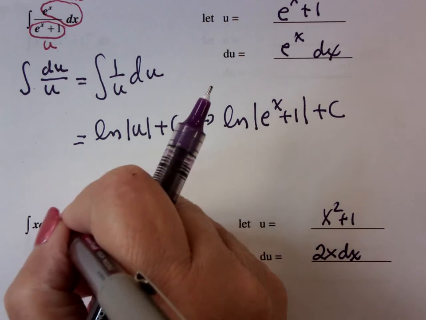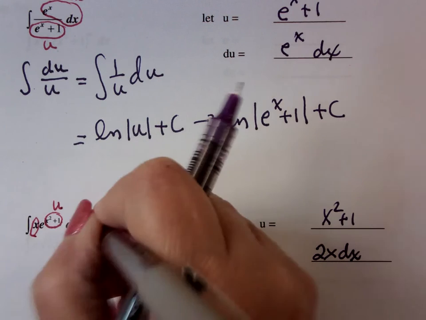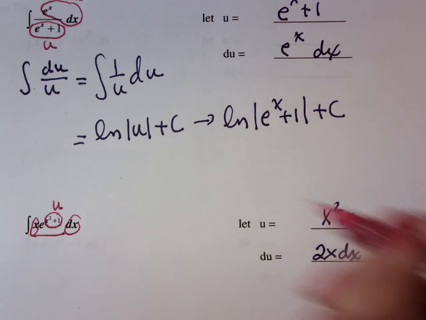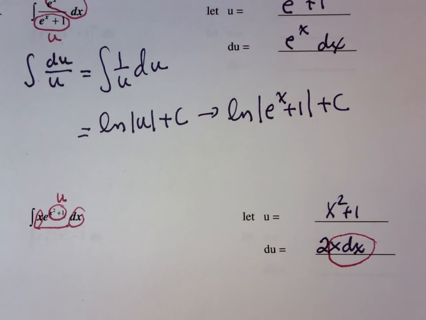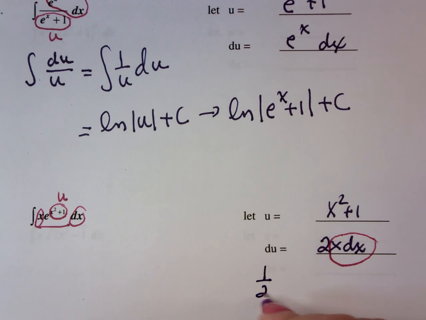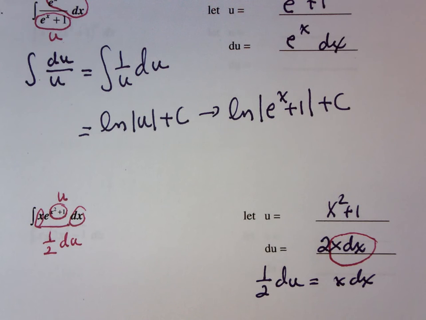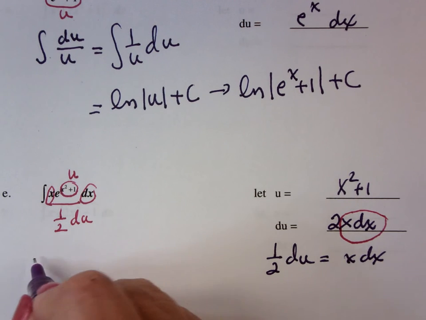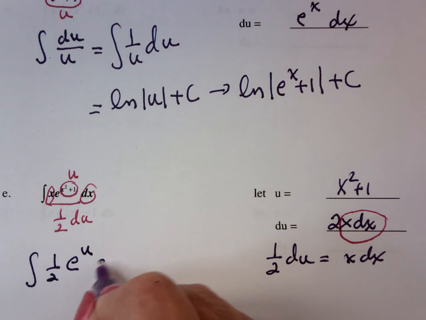So I come back over here and say, what do I need? That's u. I only have an x and a dx. So of that right-hand side, I only need that part. I don't need the 2. So that then says that 1/2 du is x dx. So this is 1/2 du. So this is the integral of 1/2 e to the u du.